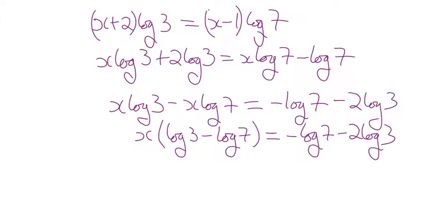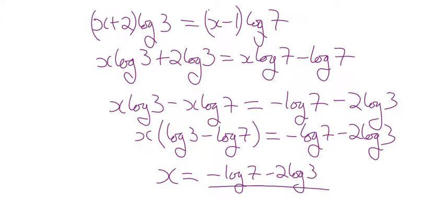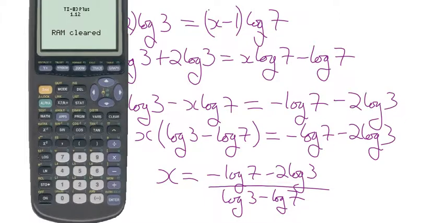Okay, my next step is to get the x by itself, which means I need to get rid of this by dividing. So it'll be negative log 7 minus 2 log 3 divided by log 3 minus log 7. And that's just a calculator thing, right? We're just going to put that into our calculator. Which I guess I should get out a calculator then, so I can put it in. 4.9, anybody else? Same number, different number?